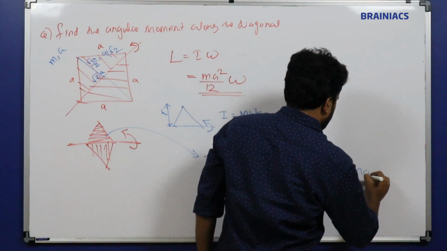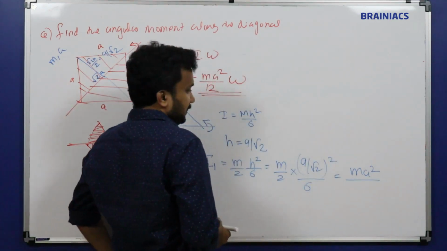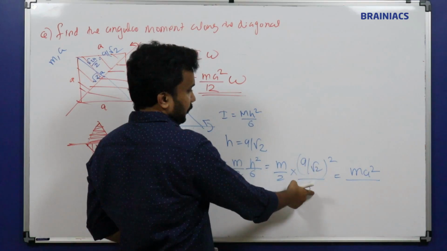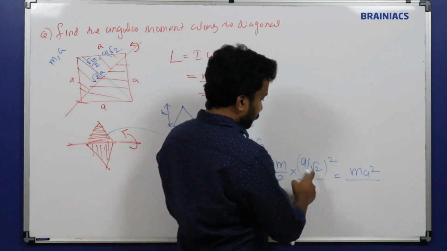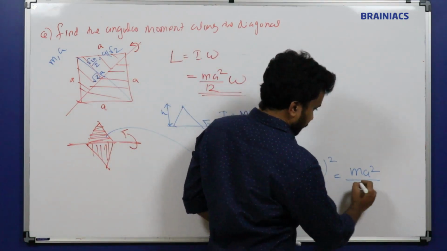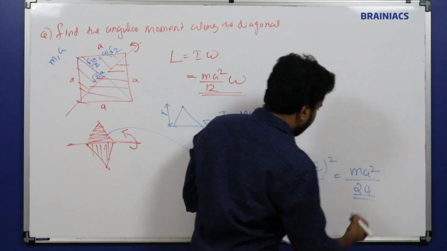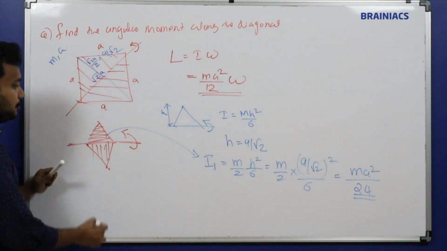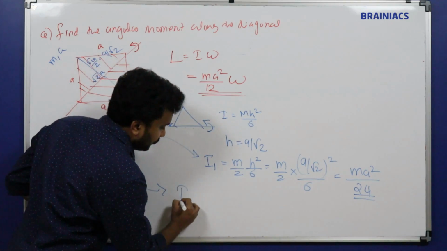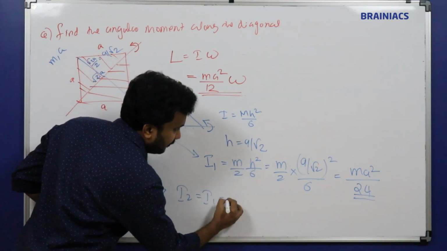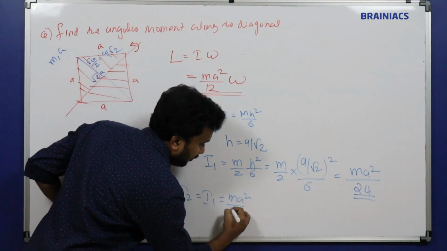This is m a square by, root into root 2, 2 will come to the denominator. 2 into 2 is 4, 4 into 6 is 24. This is the case for I1. I2 is similar, exactly the same. So I2 is equal to I1, which is equal to ma square by 24.